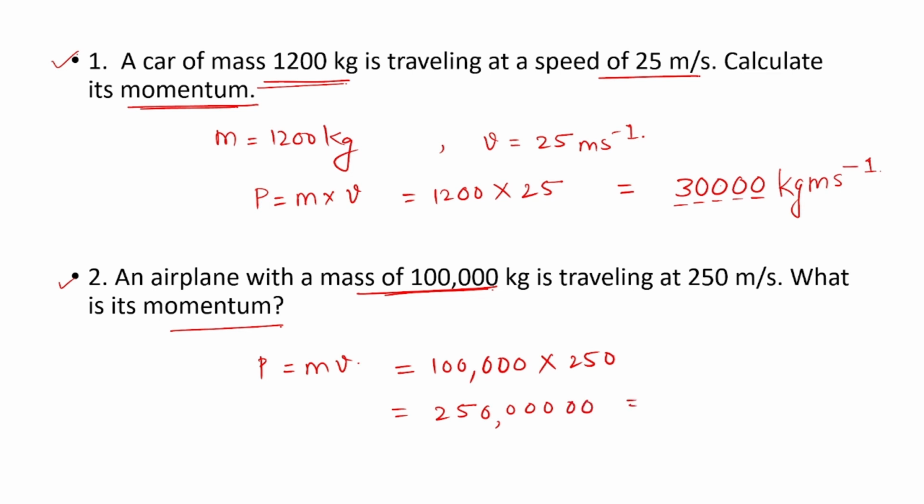And we can write in scientific form 2.5 into 10 power. Let's count the number of zeros here: 1, 2, 3, 4, 5, 6, and one more non-zero digit. So this becomes 7. So 2.5 into 10 power 7 kg meter second power minus 1. This kg, be careful, this k is small, not capital. So kg meter second power minus 1.